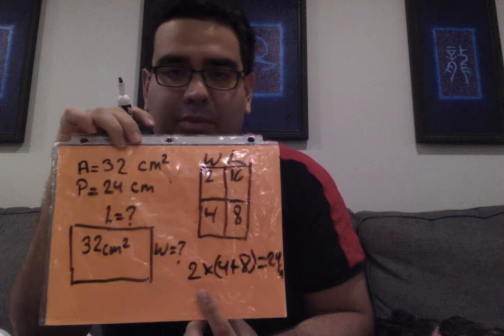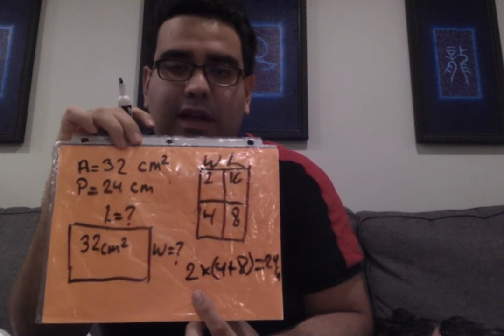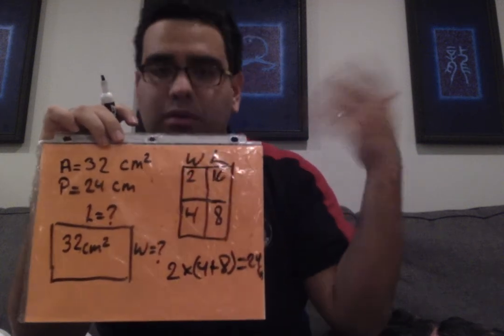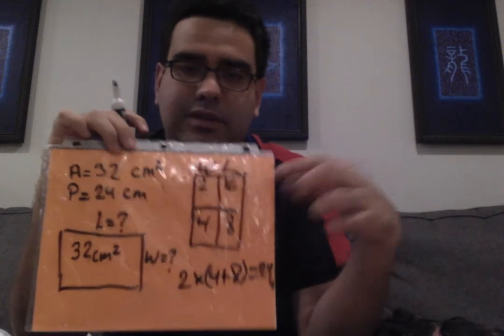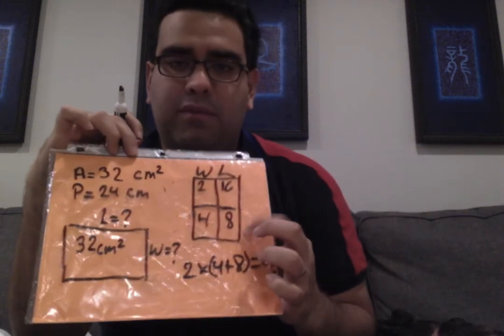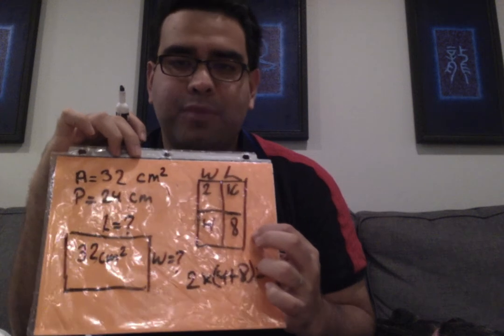So applying the formula, we find very quickly that it fits. And we know 8 times 4 is 32, so the area also fits. So this would be the correct answer: 4 centimeters and 8 centimeters.